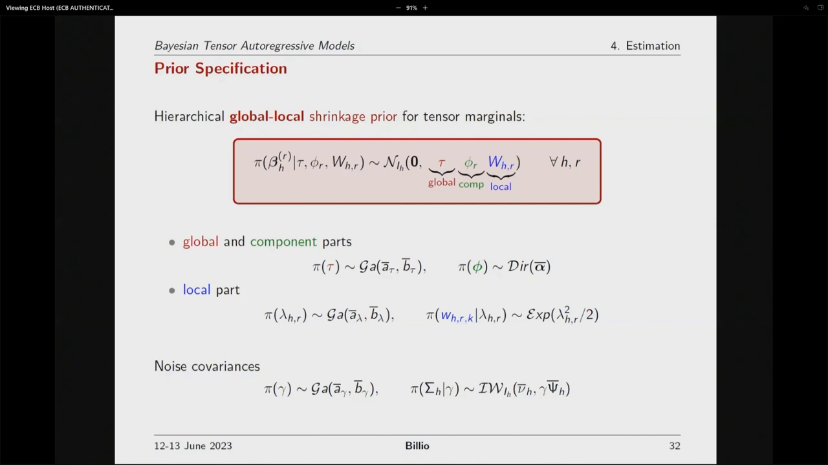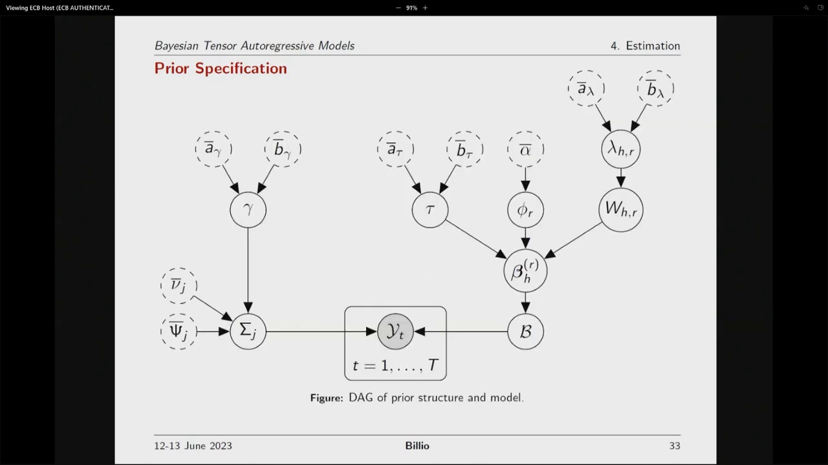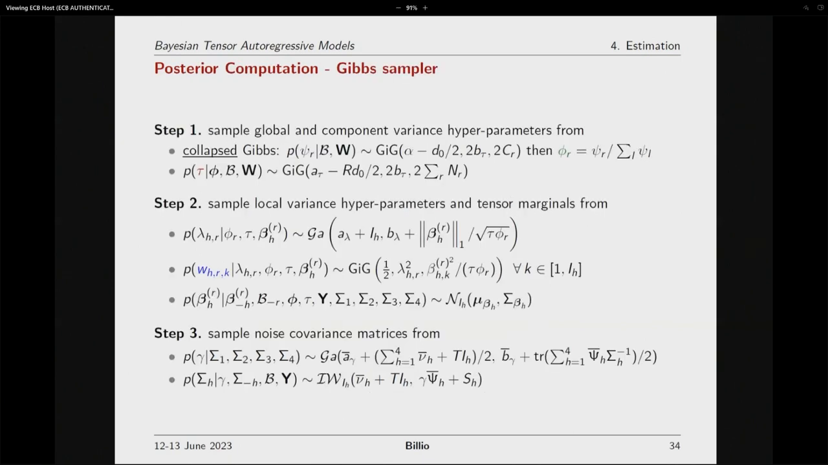They are combined, and you also find in the paper the way in which they are combined. They give the prior structure of the model, and then it is possible to work, and the posterior is obtained through a Gibbs sampler.